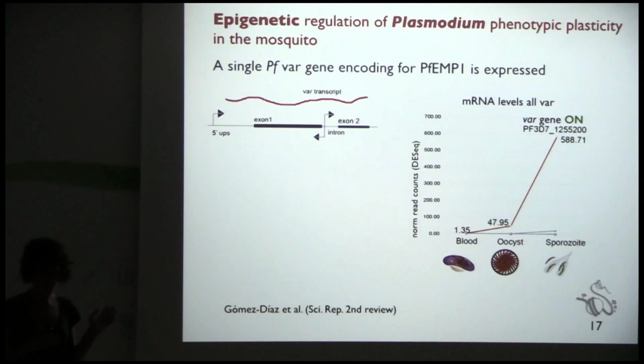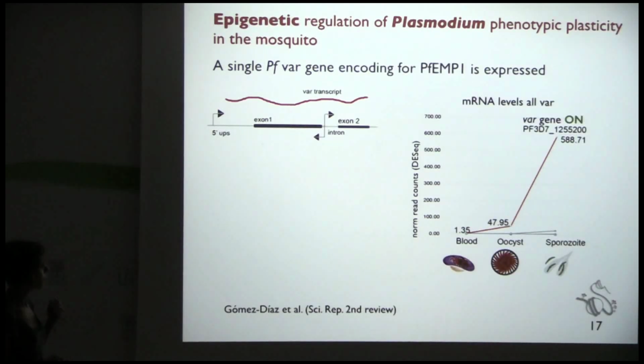As for the var genes that I explained before, as I said, in the blood stages only one var gene is active, but we didn't know what happened in the mosquito. In the mosquito we also found that only one var gene is active, and this one was not active in the blood. It is first transcribed a little in the oocyst and then reaches the highest level of expression in the sporozoite prior to transmission. We did this for different infection replicates, and in all cases we see the same pattern.